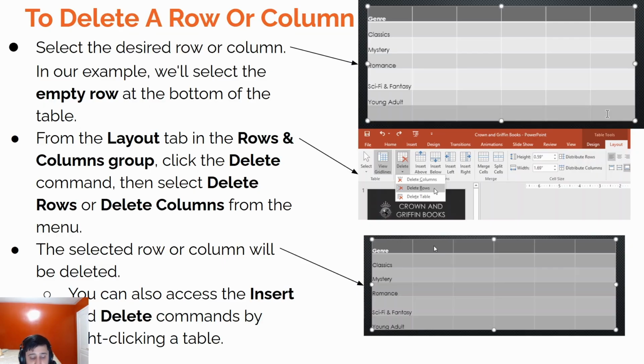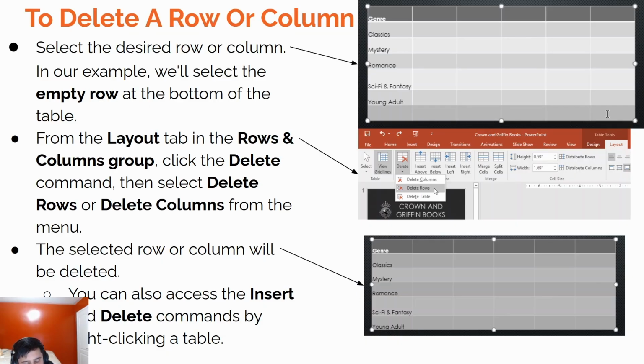Moving on. Now we can delete. We use a similar process to say, okay, we don't need this many rows, or I don't want this many columns. I want to delete these. We could do that by selecting them. In this case, they're selecting the empty one at the very bottom. Then from the Layout tab, we go to the Delete button, click on that drop down, then click Delete Rows or Delete Columns from the menu, whichever one you're looking for. Then the selected row or column will be deleted.